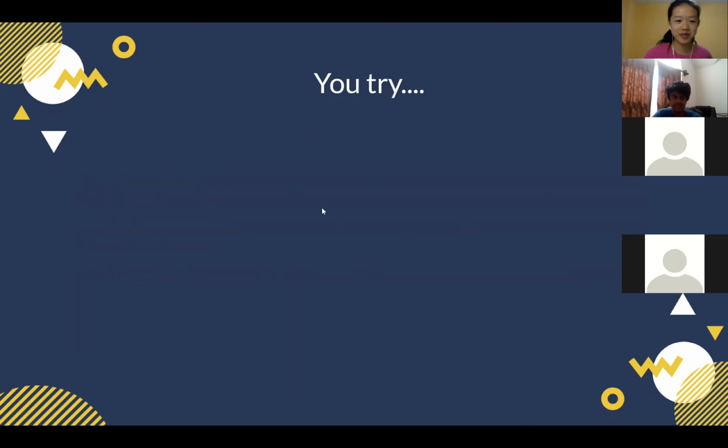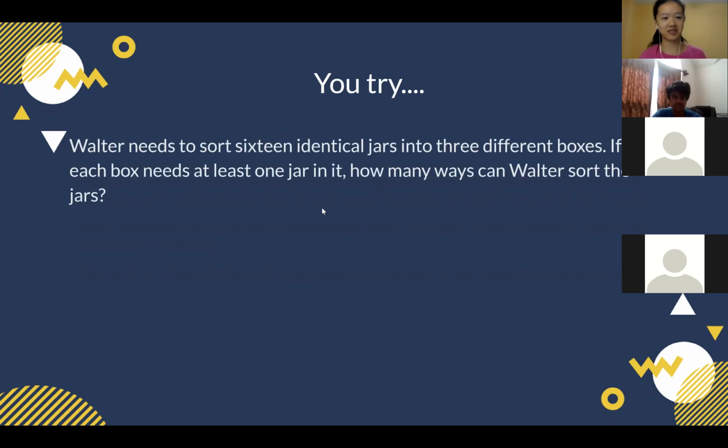Okay, you guys can try to do an example. Walter needs to sort 16 identical jars into 3 different boxes. If each box needs at least 1 jar in it, how many ways can Walter sort the jars? If you're confused, you can always draw a picture, because pictures are great and very efficient.